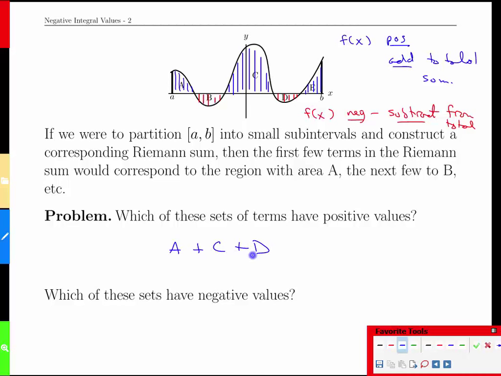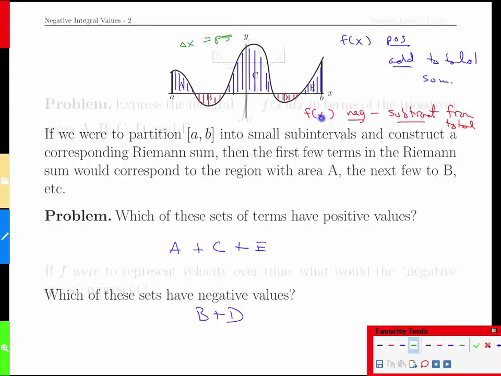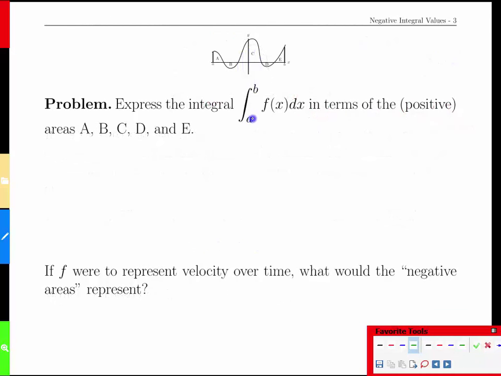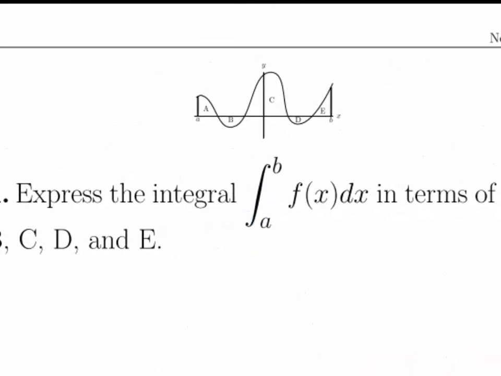the elements that are going to have positive contributions to the total are A, C, and E, and the ones that have negative values are those that are below the axis. In all cases, the delta x is always positive. We're always moving from left to right, and so that doesn't change. The only thing that changes in our area calculations are the heights. What that means is the idea of area gets a little sketchy.